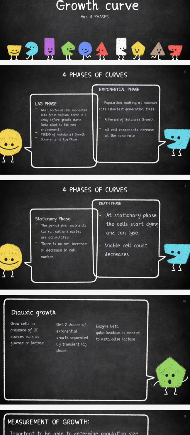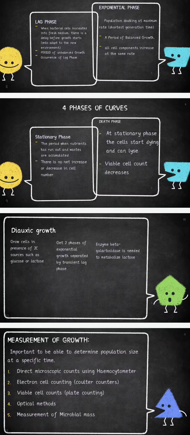And the last phase would be the death phase. At stationary phase, the cells start dying and can lyse. Lyse meaning the cells start to break down. In your death phase, viable cell count decreases. So, more and more cells are dying than being produced. So, your death rate increases as compared to the birth rate. Okay.